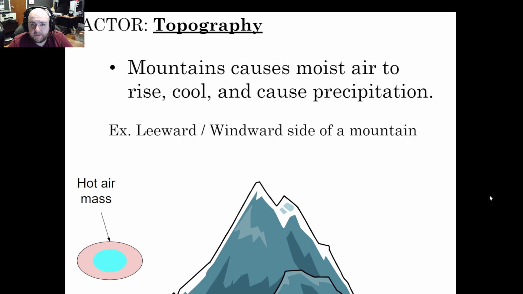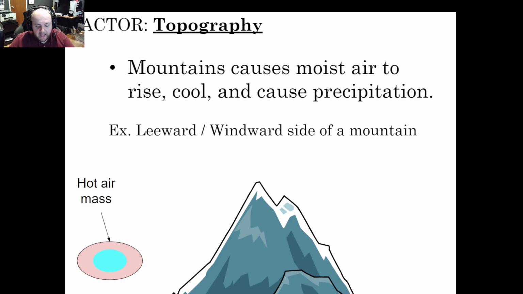Okay, our third factor is topography. So remember topography again from the beginning of the year. The change in elevation, mountains, valleys, plateaus, the different landscapes. Okay? So mountains cause moist air to rise, then cool, and then cause precipitation. So it'll rain or snow.